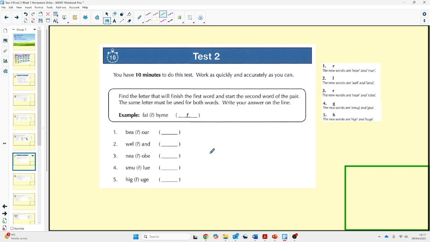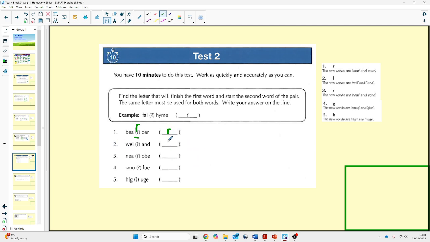So we're going to be looking now at trying to work out a letter that goes into the gap to spell 2 new words. And I think it's important to realise that it's not just one word we're creating here, but it's 2. So having a look at question 1, what we're going to think about here is what letter can I put at the end of B-E-A, and also then we'll start this word with the O-A-R ending. Well, it'll be an R because we can spell bear as in a grizzly bear and then roar. So just write the letter on the line.